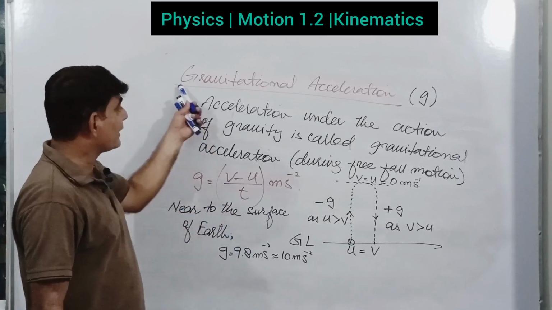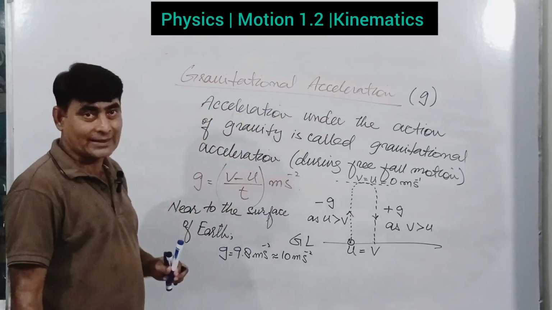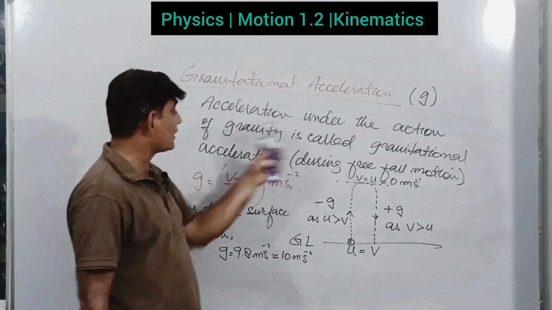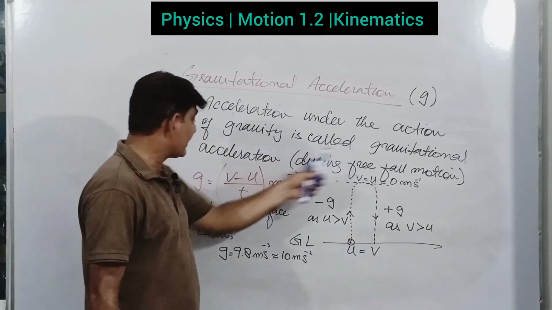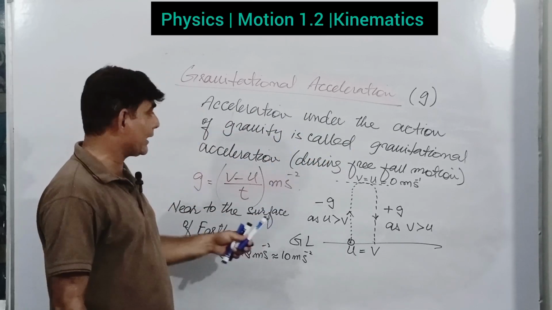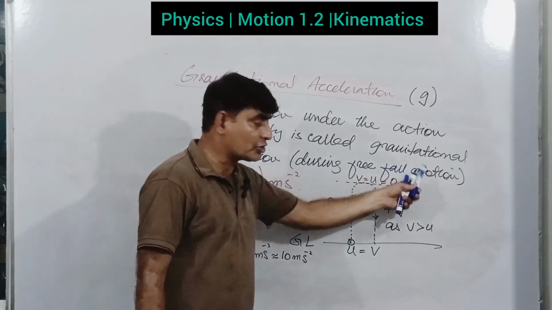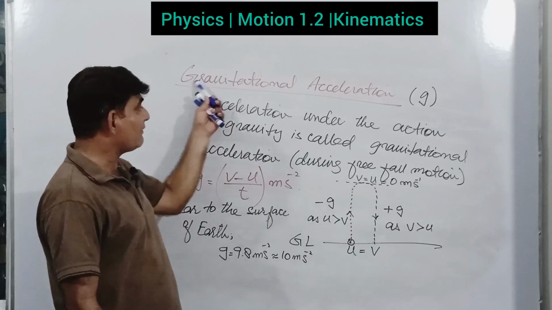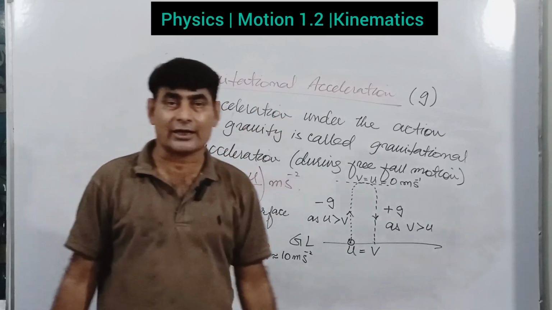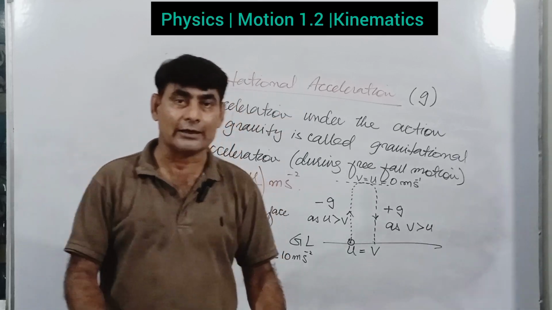Clear? So this is gravitational acceleration. Acceleration under the action of gravity is called gravitational acceleration, or one can say acceleration during free fall motion is called gravitational acceleration, or acceleration due to gravity.